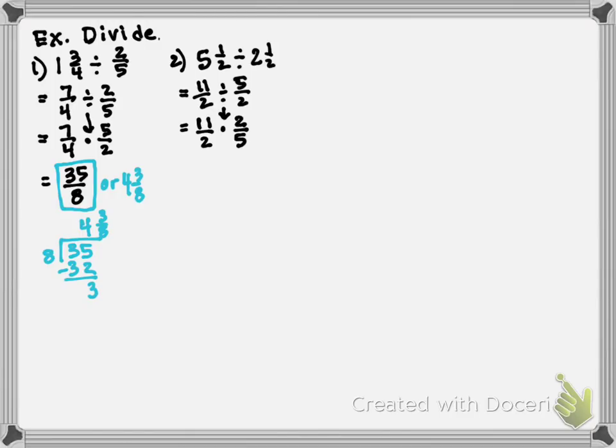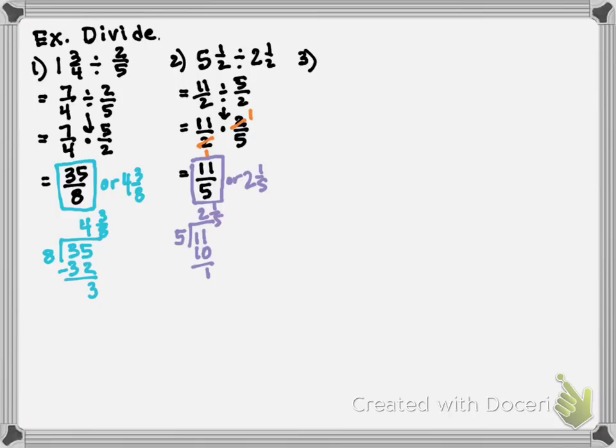Now this time I do see I have some pre-reducing. 2 can go into itself once and into itself once. So I multiply straight across, and I get 11 times 1 over 1 times 5. And again, perfectly happy with that answer. However, if you want to change it to a mixed number, we're going to divide 5 into 11. It goes twice, which is 10, with 1 left over. So the answer would be 2 1/5 if I did it as a mixed number.